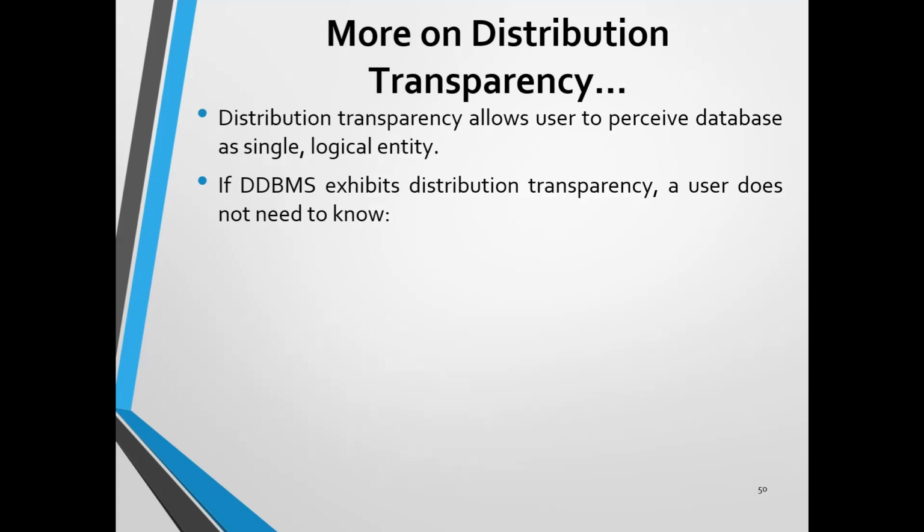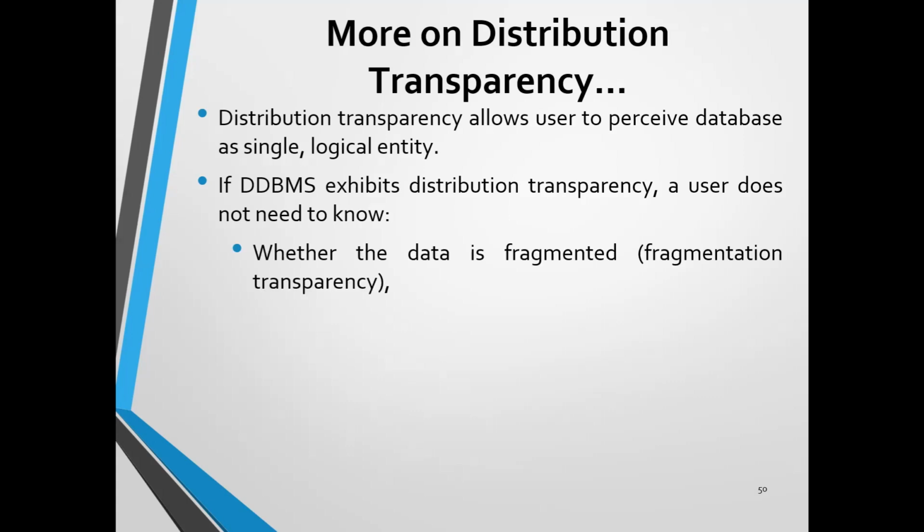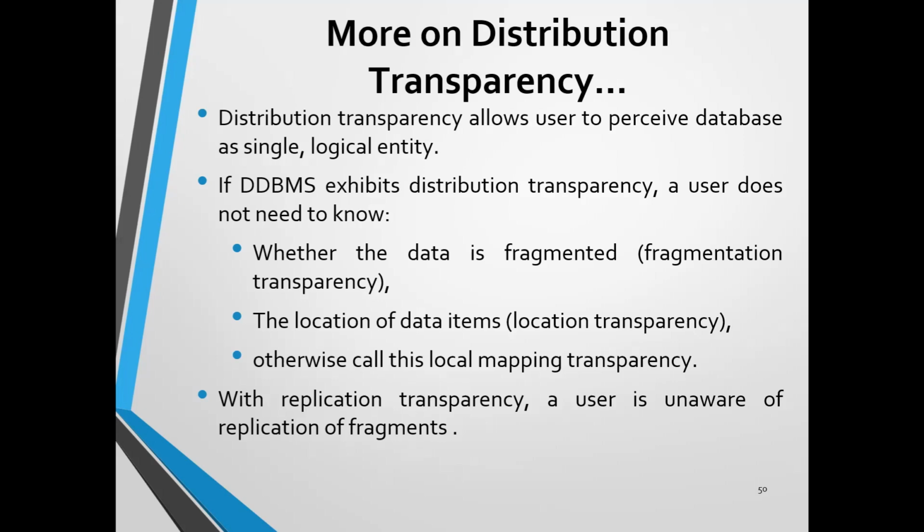Distribution transparency allows users to perceive databases as single logical entities. If a DDBMS exhibits distribution transparency, a user need not know whether the data is fragmented, or the location of the data items, otherwise called local mapping transparency. With replication transparency, a user is unaware of replication of fragments.